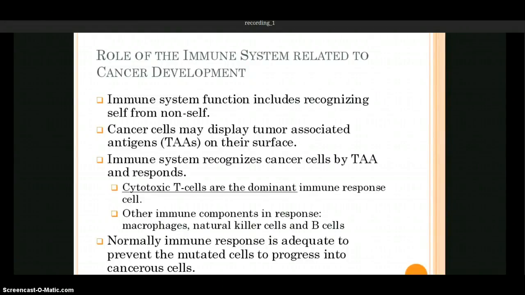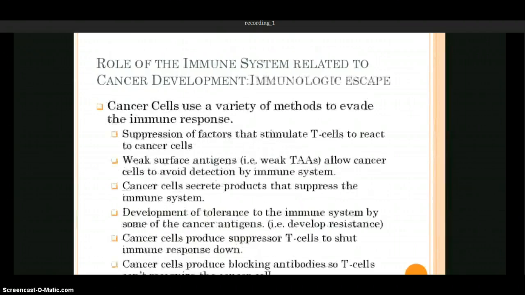There's a variety of methods that we utilize in order to impact from an immune status. However, cancer cells are also, as I say, very smart, and they can use a variety of methods to avoid the immune system finding and destroying them. They can actually produce factors that will suppress the immune system. They can also suppress the production of T cells.